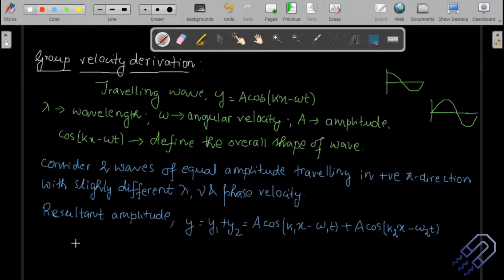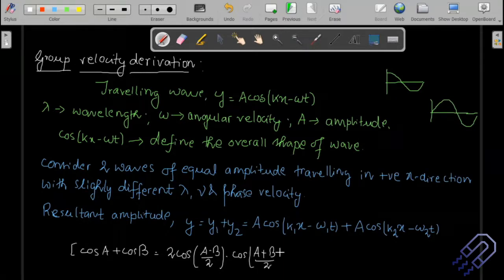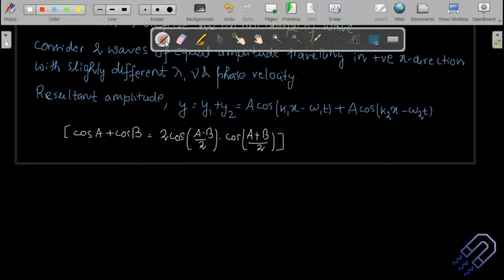If we all remember, we can actually use that relation, right? The relation in trigonometry is cos A plus cos B. Let's recall this: 2 times cos of (A minus B) divided by 2, into cos of (A plus B) divided by 2. We remember this, so we can use this here. Okay, let's see what we get.